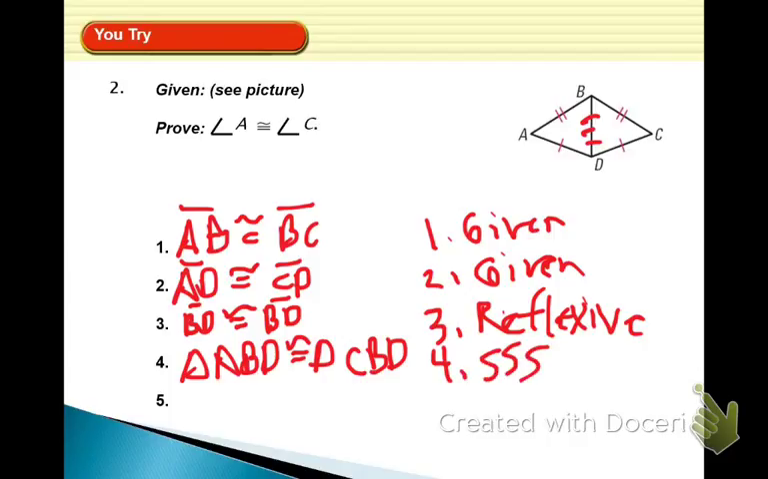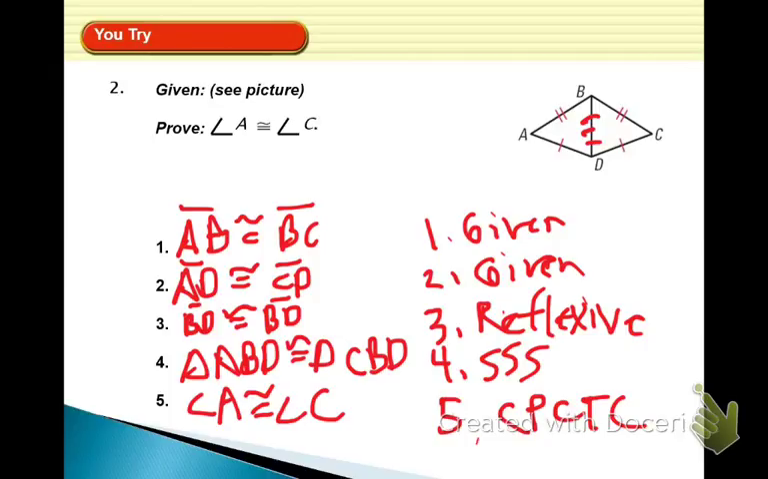And then what I have to prove is always going to be my last statement. Angle A is congruent to angle C. That's step 5. How do you think I know that? What would be the reason? Yeah, that's your CPCTC. Those parts correspond and they're in congruent triangles. Questions? Okay.